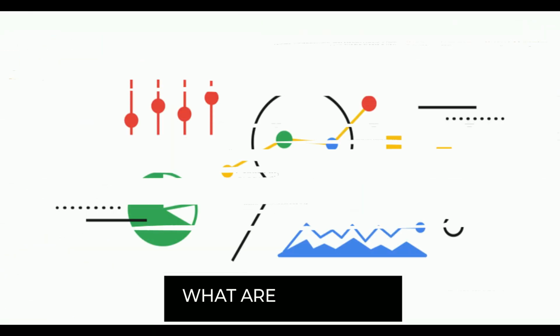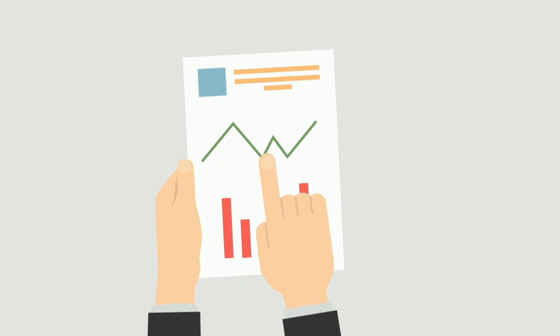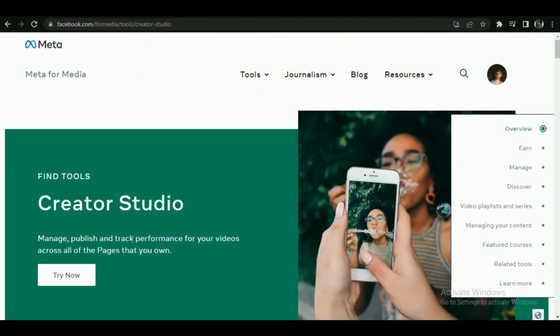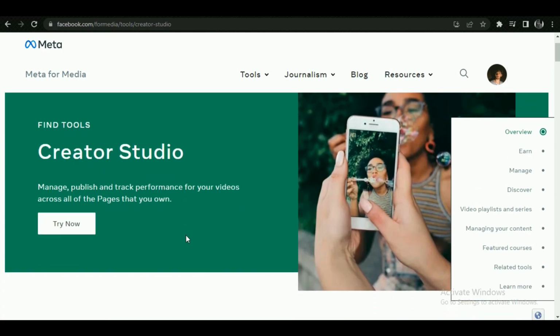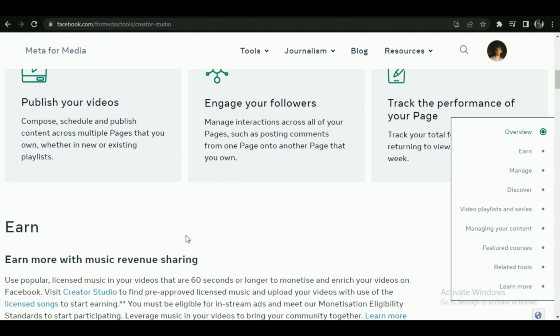So firstly, what are analytics? These are kinds of insights for your account or page so that you can grow it even more. They'll tell you more crucial information like people's interest or what they can do with your page, and their interactions. So, for example, Meta Creator Studio. This tool basically provides you the basic information about the performance of your videos across your pages.